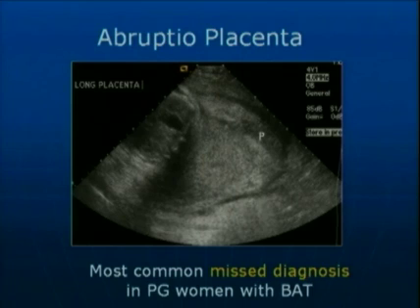Here is the most common misdiagnosis, to our surprise and our chagrin. It was this type of case, and sometimes it is much more subtle, unfortunately. This is not a subtle case, but this is a case of abruptio placenta. And what are the findings?